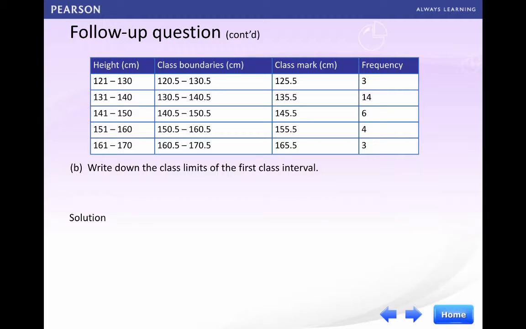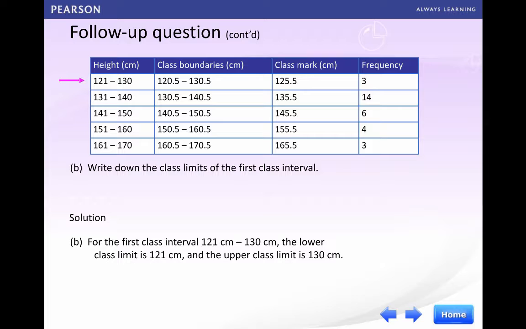And then let's look at some other questions. Write down the class limits of the first class interval. For the first class interval, you can look at the value. It will be 121 to 130. For the class limits, the lower class limit is 121 and the upper class limit is 130.